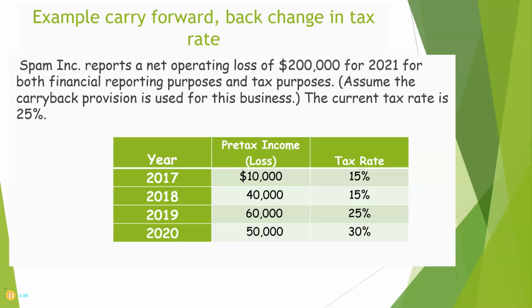Now, Spam Inc. reported a net operating loss of $200 million in 2021 for both financial reporting purposes and tax purposes. Assume the carryback provision is used for this business. And I guess they did allow the carryback for some businesses. The current tax rate is 25%. So what that would mean is we would have to first go back to 2020 and then go to 2019. We can only go back 2 years.